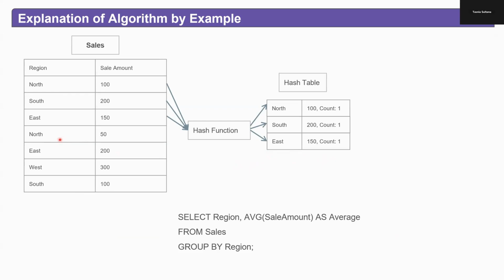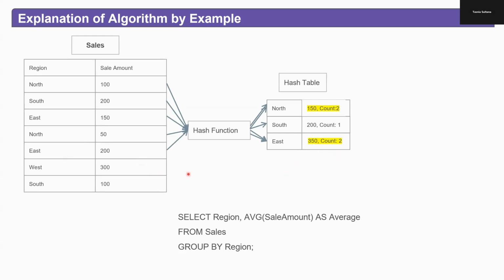And then when we encounter north again, the hash function identifies that the north already exists in the hash table. We update the existing entry by adding the new cell amount to the sum and incrementing the count by 1. And the same process happens for the east region value: the cell amount is updated and we also increment the count by 1.